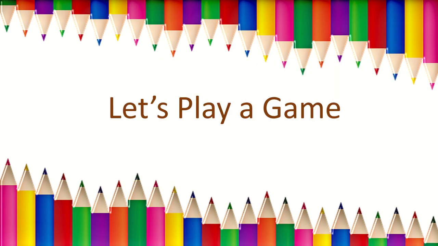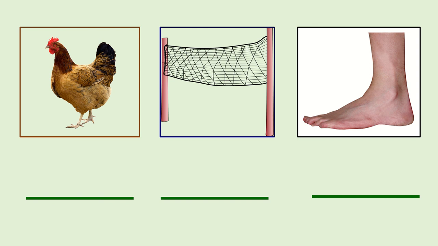Let's play a game. So what do you see in the first picture? First picture is a hen. How do we spell hen? H-E-N, hen.